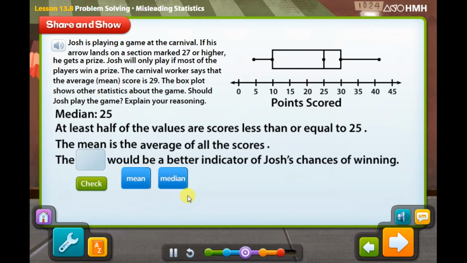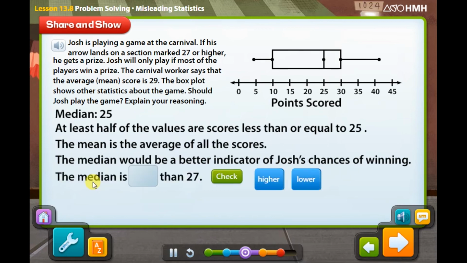Which measure, median or mean, would be a better indicator of Josh's chances of winning? Drag the correct answer to the blank field. In most cases, the median is the best indicator to describe a set of data because it is in the middle of all data. Great job! The median would be a better indicator of Josh's chances of winning.